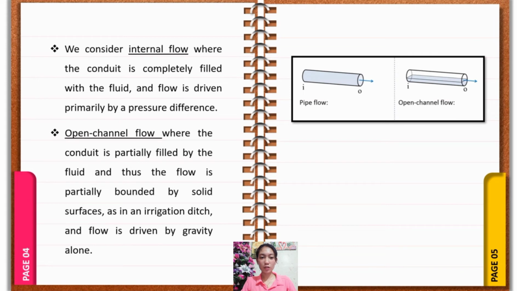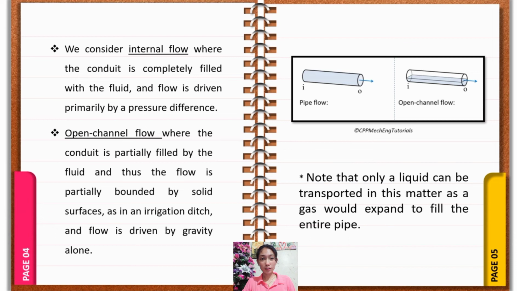Looking at this picture, we have two pipes filled with a fluid flowing left to right. The inlet of each pipe is denoted by the letter I, while the outlet is denoted by the letter O. In the left scenario, a fluid completely fills the pipe and the pipe is sealed off from the atmosphere. In the right scenario, a liquid partially fills the pipe and there is some atmospheric air above the liquid. Note that only a liquid can be transported in this manner, as a gas would expand to fill the entire pipe.